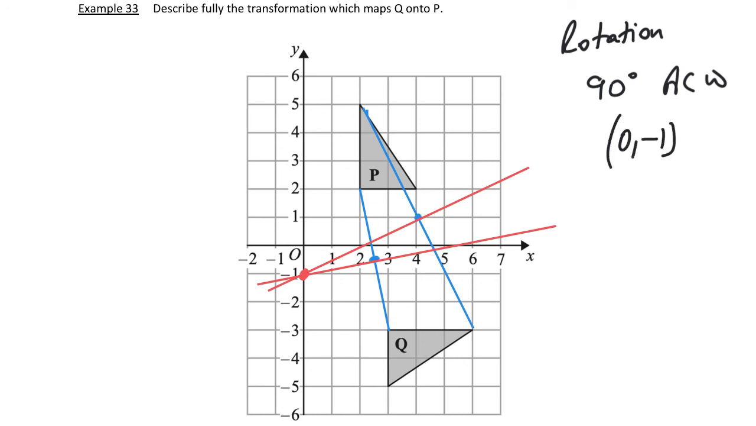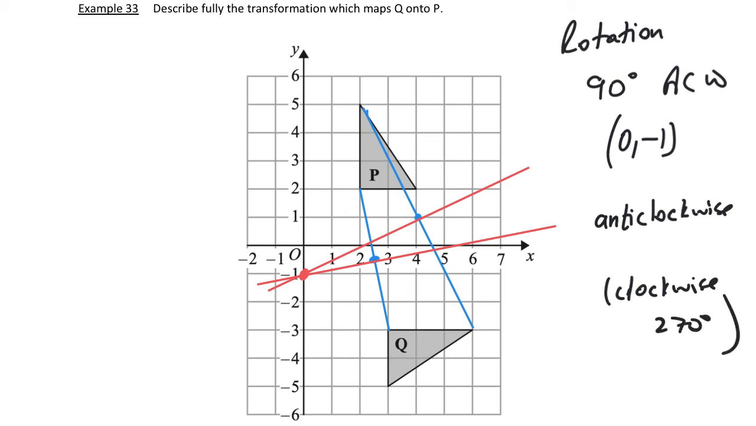And obviously in an exam you would write anti-clockwise for this, or clockwise if it was appropriate. And of course we could say that this would be 270 degrees clockwise, so it would be appropriate.